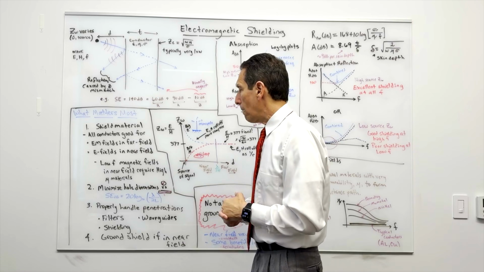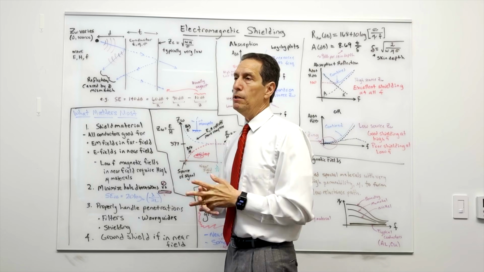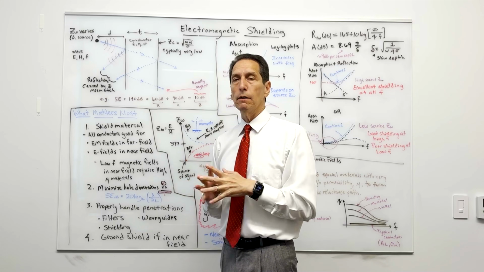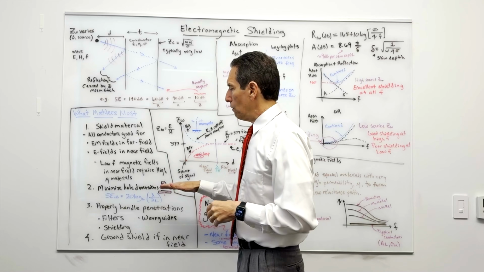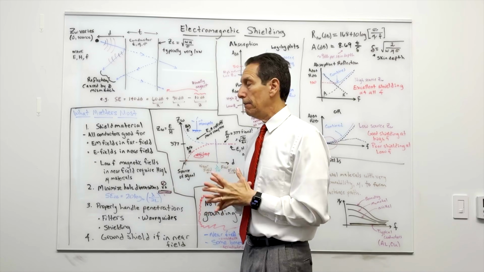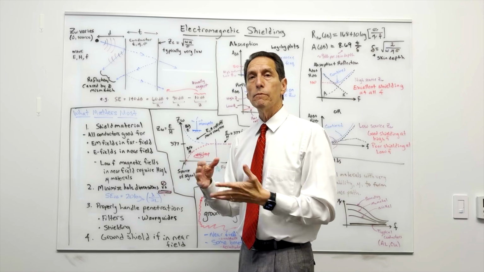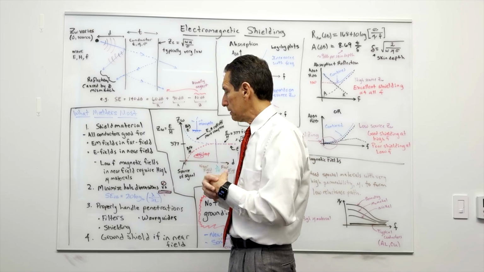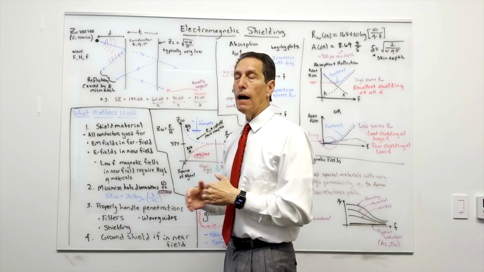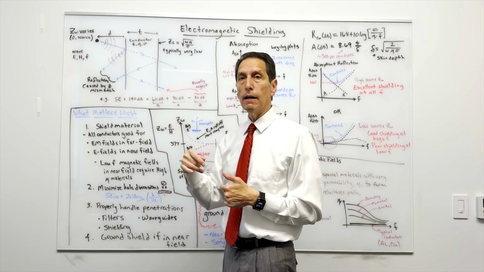Next, you want to properly handle any penetrations to the shielded enclosure. So maybe you need to bring signals in or power in or something like that, and that happens many times for shielded enclosures. So ideally, you don't want to have any penetrations, but if you have to have them, you want to pass the signals through filters, so the filters would prevent any energy that's on those wires from getting into the box.